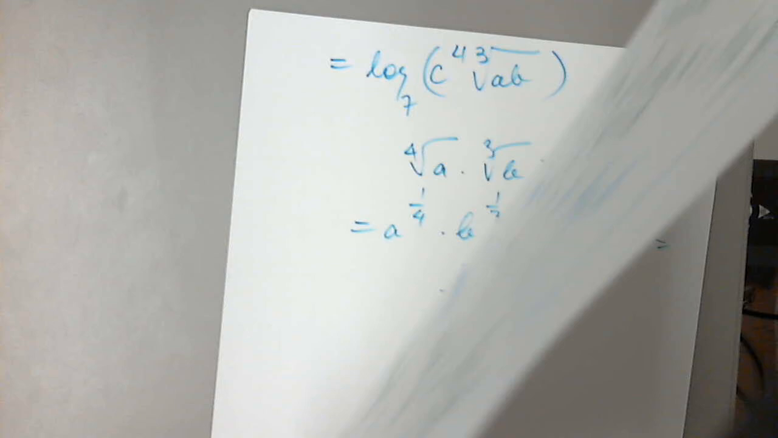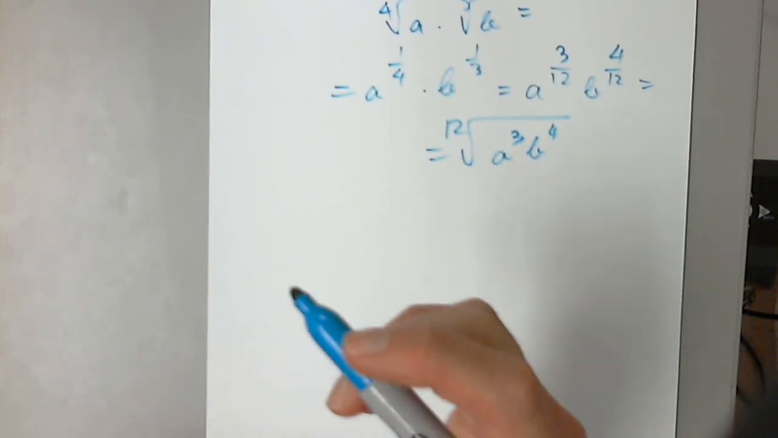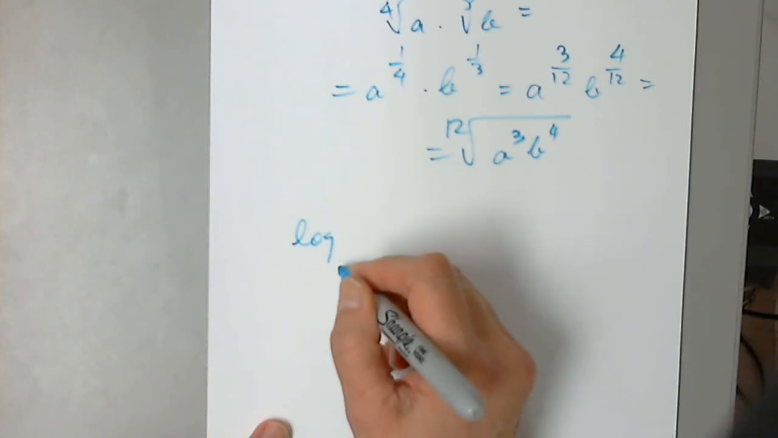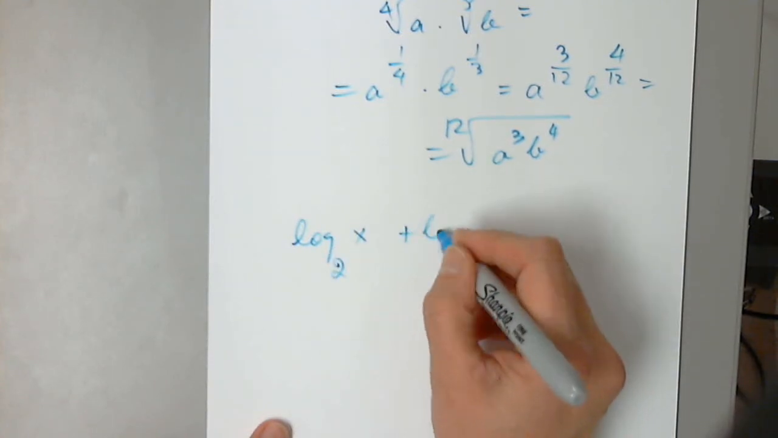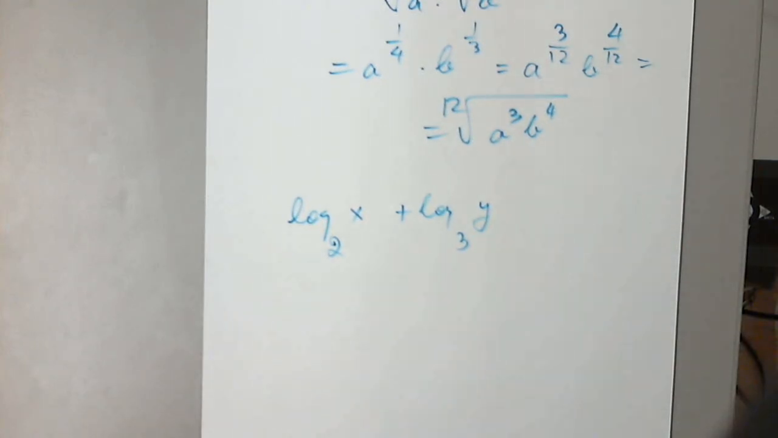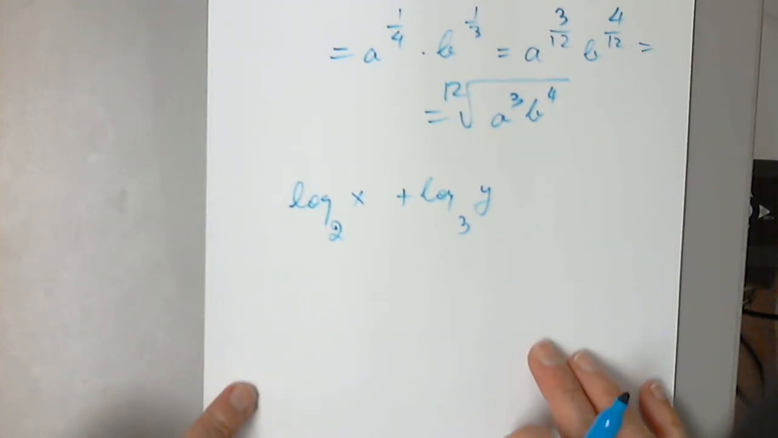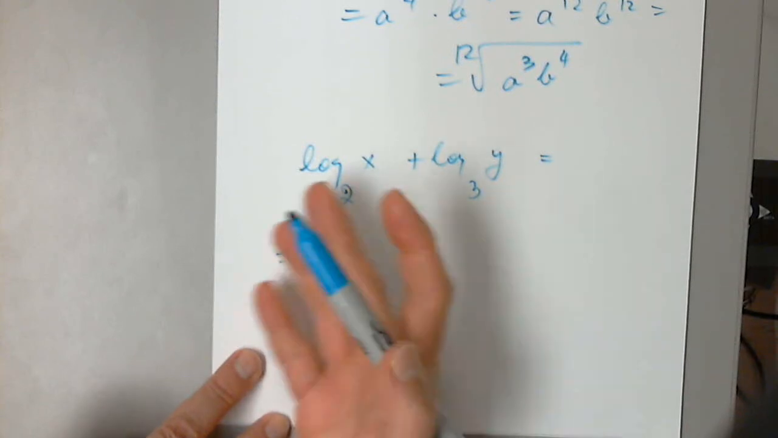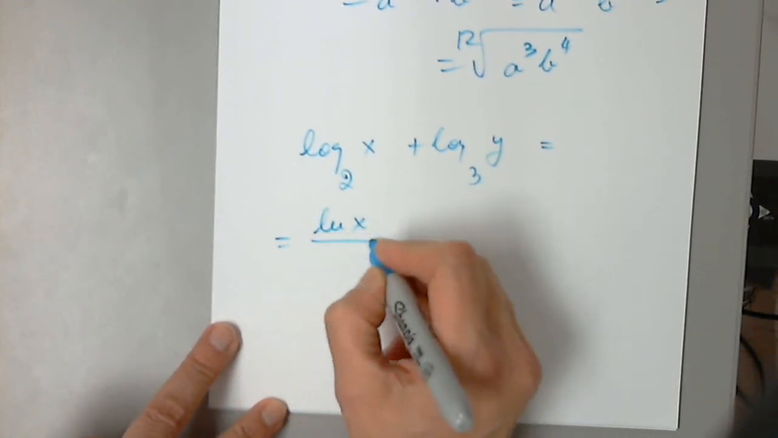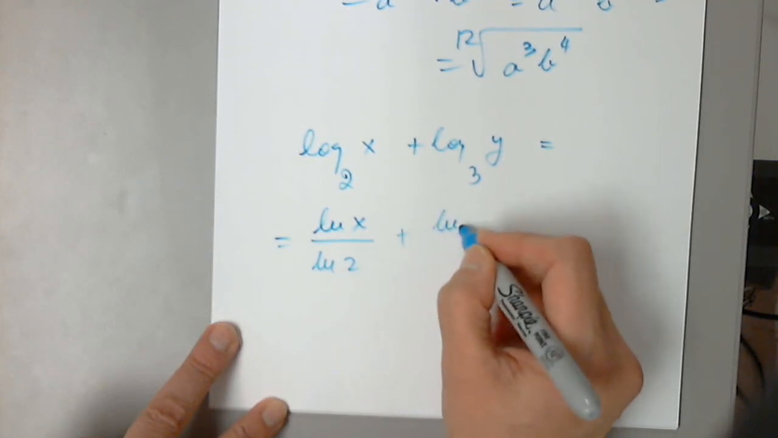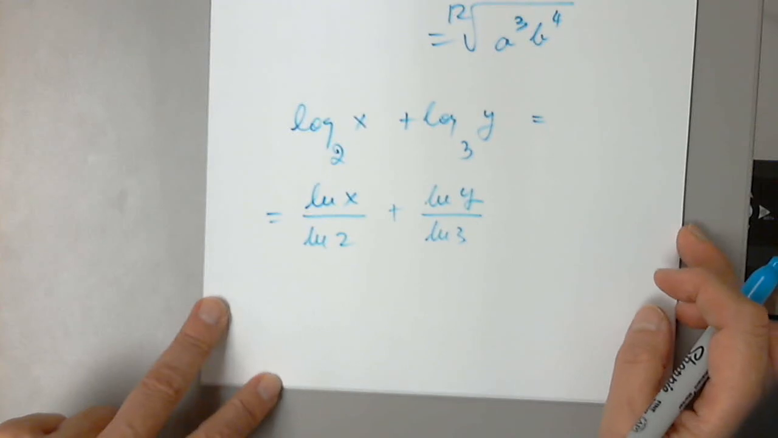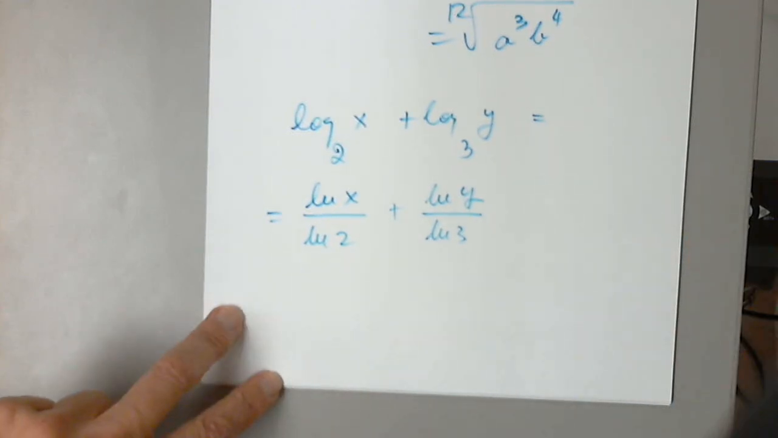Okay, now somebody had a question. I'm sorry, Imran, you had a question on this. Imran wants to know, if I have log base 2 of x plus log base 3 of y, how will I proceed? Okay, here's one way. One way would be to change both into natural log, let's say. Natural log x over natural log 2 plus natural log y over natural log 3. You will not encounter something like this in this course, but who knows?